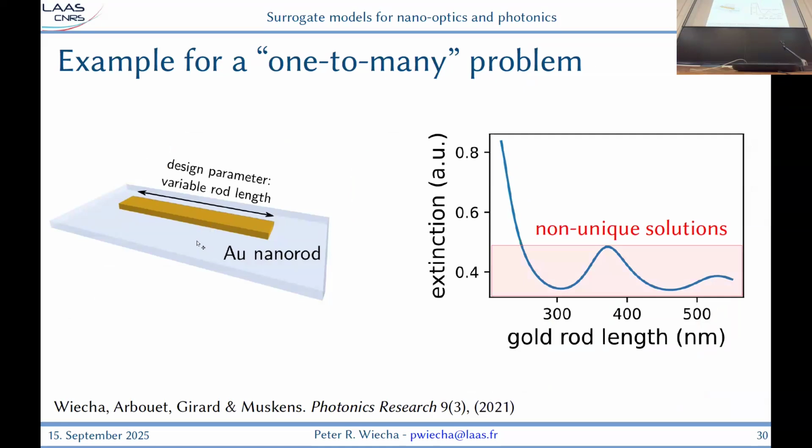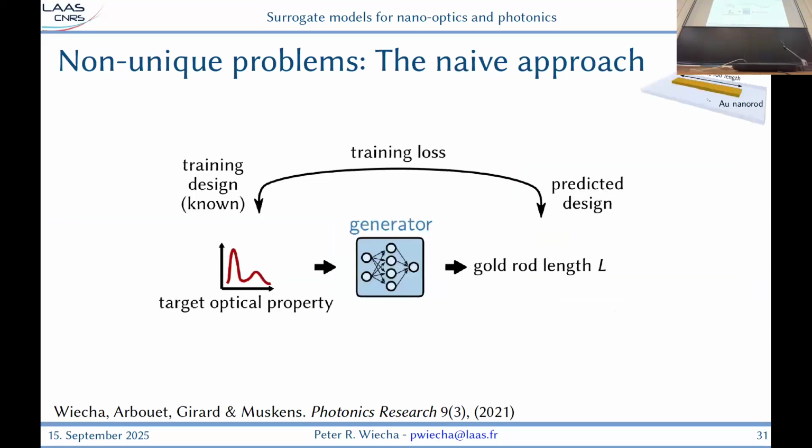And we see here already that for a specific region of optical extinction coefficients, we have several possible lengths of this gold rod that give the same optical extinction. Okay, now if we want to train a model directly on this, the input would be the optical property that we want to inverse design, and the output of this model should be the gold rod length.